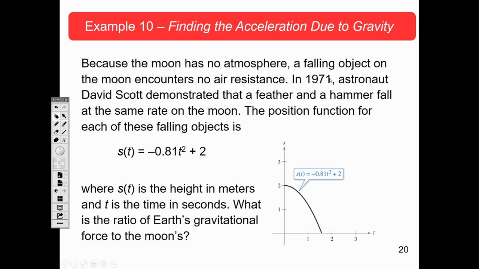Because the moon has no atmosphere, a falling object on the moon encounters no air resistance. In 1971, astronaut David Scott demonstrated that a feather and a hammer fell at the same rate on the moon. The position function for each of these falling objects is given here, right? Different gravitational constants, so we have this new function where s of t is the height in meters and t is the time in seconds. What is the ratio of Earth's gravitational force to the moon's?